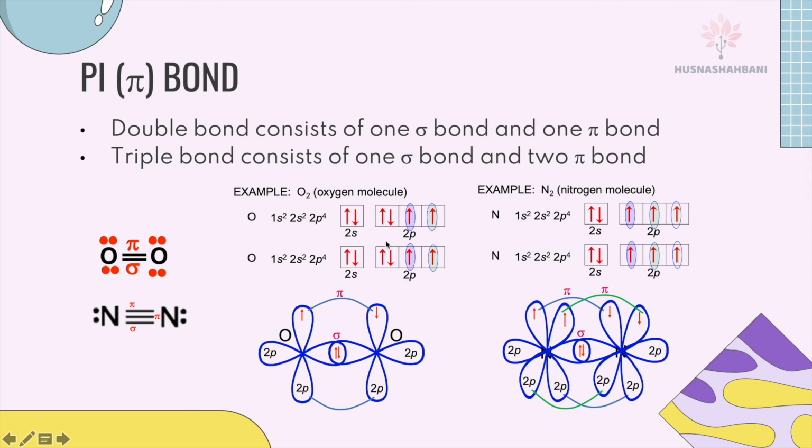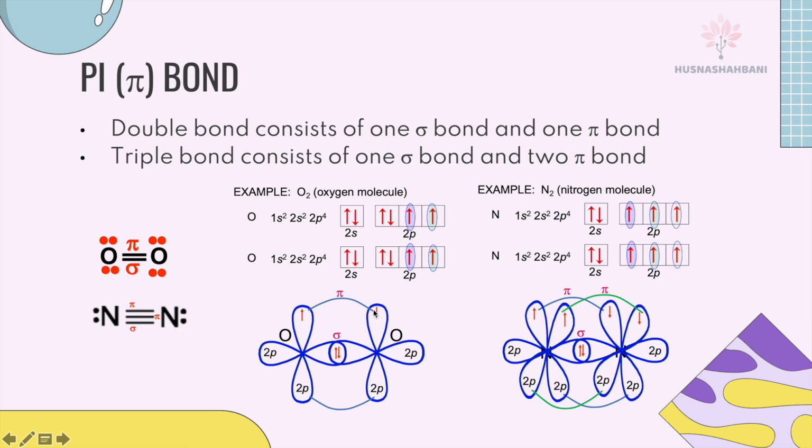Example, for oxygen molecule, it has one sigma bond and one pi bond because oxygen molecule has two unpaired electrons. So this one unpaired electron will form sigma bond with another unpaired electron. One more unpaired electron will form pi bond with another unpaired electron. These two unpaired electrons will form sigma bond, end-to-end overlap, and these two form side-to-side overlap, one on top, one below.